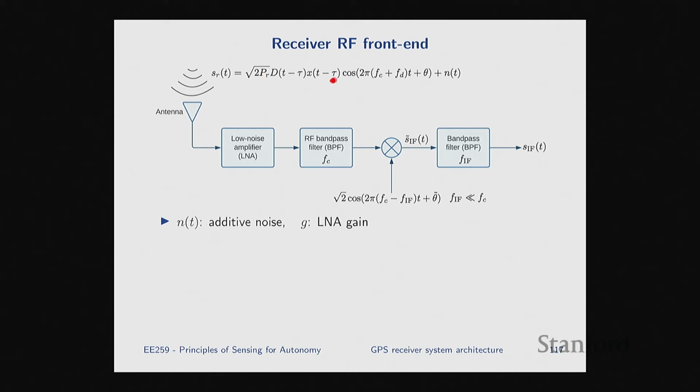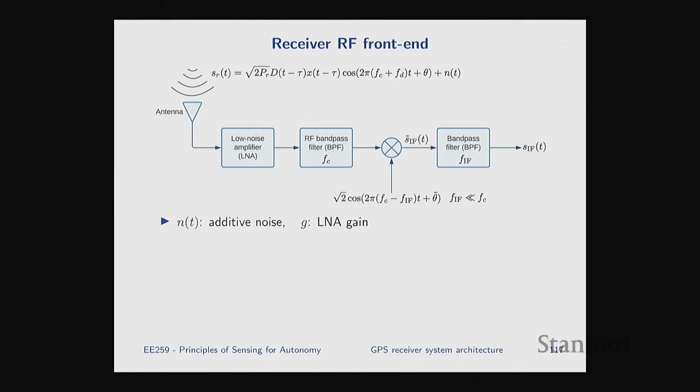So d of t minus tau, x of t minus tau, and then you have your carrier that is shifted by the Doppler shift, so you get 2 pi of fc, which is the nominal carrier frequency, plus the Doppler shift, right? And there's some phase shift due to, again, the propagation delays. And just to make our model more complete, we're adding a noise term here. So this n of t is the noise term, okay? And it can be any noise model. Usually, white Gaussian noise is what's assumed for these systems, but it can be anything.